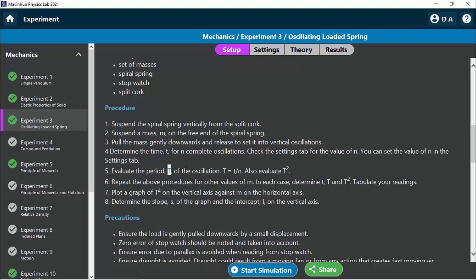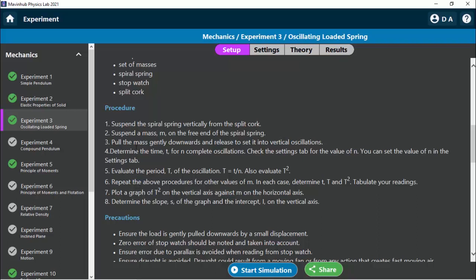Period is the time taken for n oscillations divided by n. In other words, you divide the time taken for, let's say n is 10, the time taken for 10 oscillations, by 10. Then after computing the period, you look for the square of the period. Okay, you repeat the above procedures.